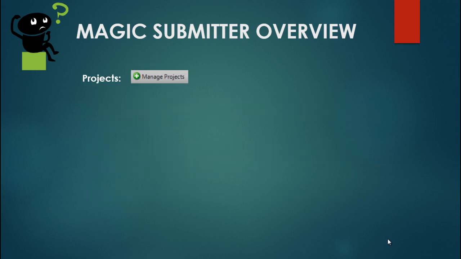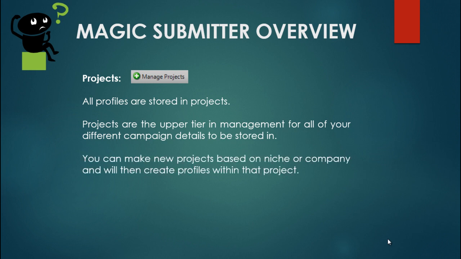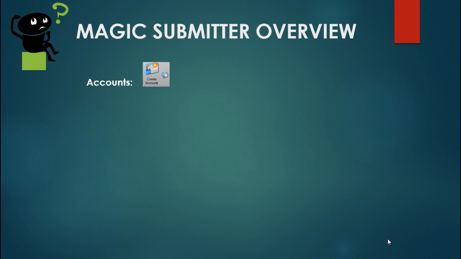The next icon is the projects icon, and you can see it's a manage projects icon. It's a green circle with a white plus in it. You can access this from the profile folder. All profiles are stored in projects. Projects are the upper tier in management for all your different campaign details to be stored in. You can make new projects based on niche or company and will then create profiles within that project. You can have an unlimited number of projects.